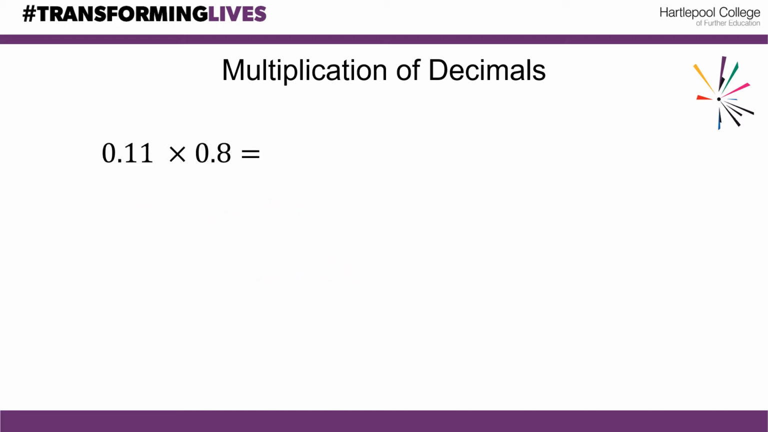Next up, slightly more complicated, we've got 0.11 times 0.8. So again, count the digits. I've got 2 there, 1 there, so that's a total of 3 digits. Let's write that in, 3 digits. So my answer must also have 3 digits. Then multiply the whole numbers together, so 11 times 8 is 88, and then write that as a 3-digit answer, so 0.088. So that was the first digit, second digit, third digit.